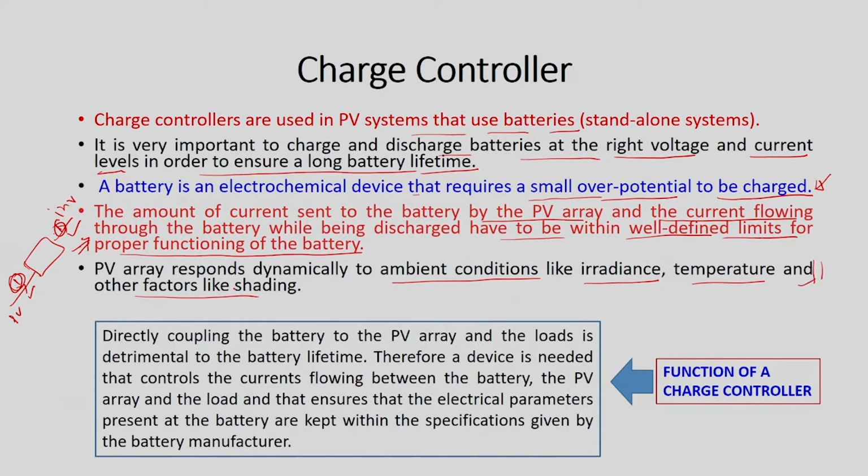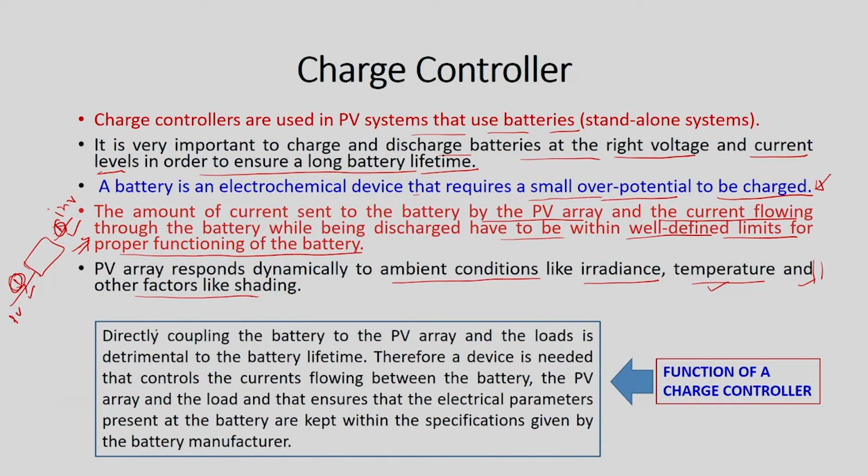So, these are very important things, because every time we are not going to get the same solar irradiance. So, it will vary with time. And also when solar radiation increases, then temperature also increases. So, we need to think about many parameters for proper functioning of a solar PV standalone system.